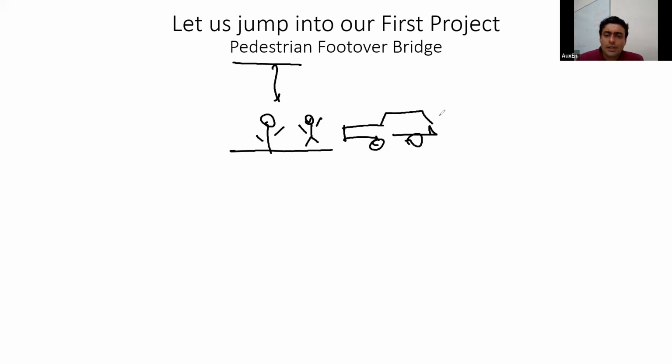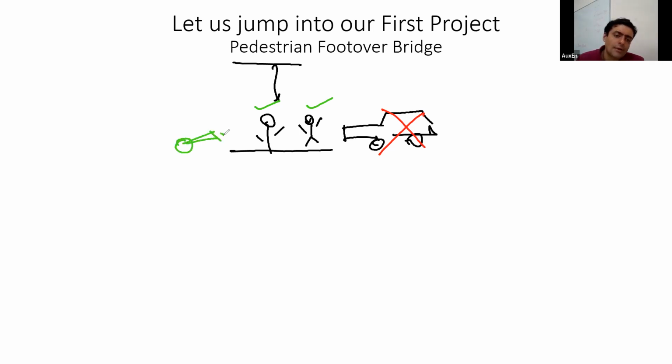So this is not allowed. Only this is allowed. This is a good figure, isn't it? So only people are allowed. No vehicles, no vehicular load is allowed. In some pedestrian bridges, they may allow cycles. Bicycles, non-motorized bicycles, they may allow.